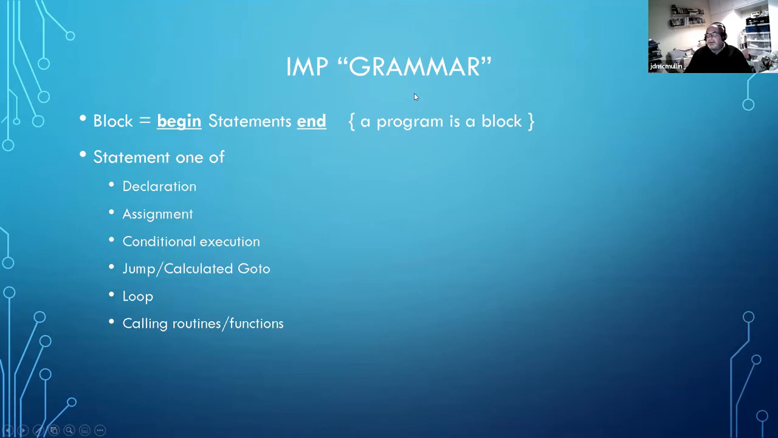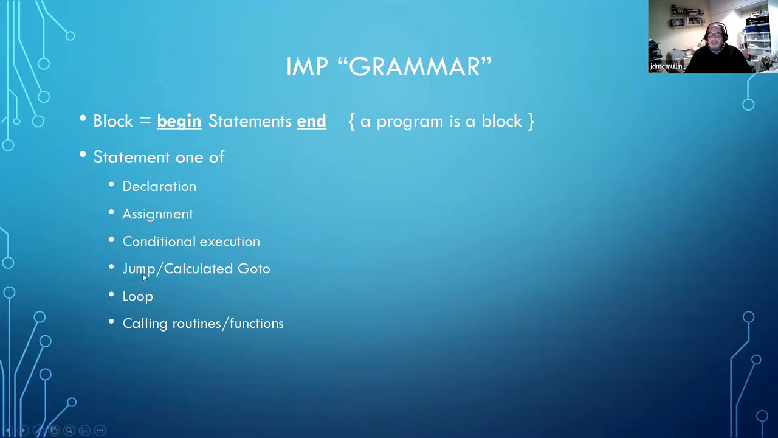Quick sort of a glimpse over the grammar. Basically, a block is begin followed by statements and then end. And a program is a block. A statement is either a declaration, an assignment, a conditional execution, a jump, or a calculated go-to. It does not have a case statement in it. It has got the switch type statement, which is similar to that used inside C.